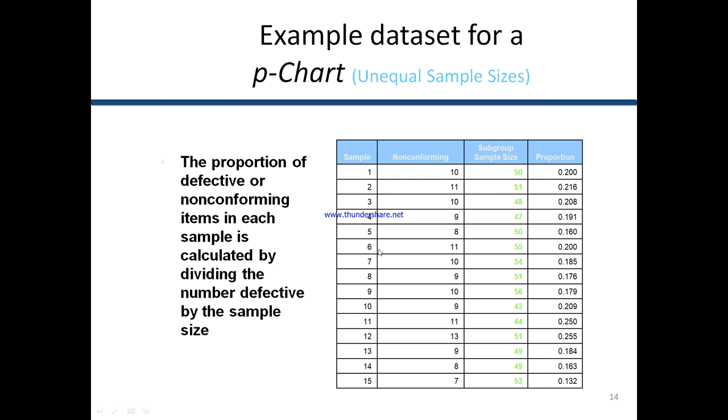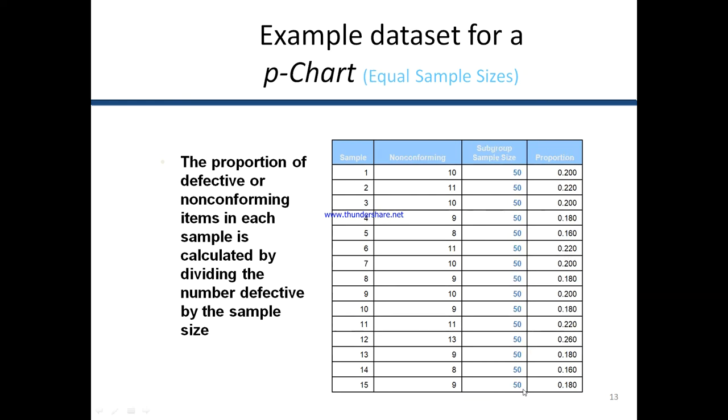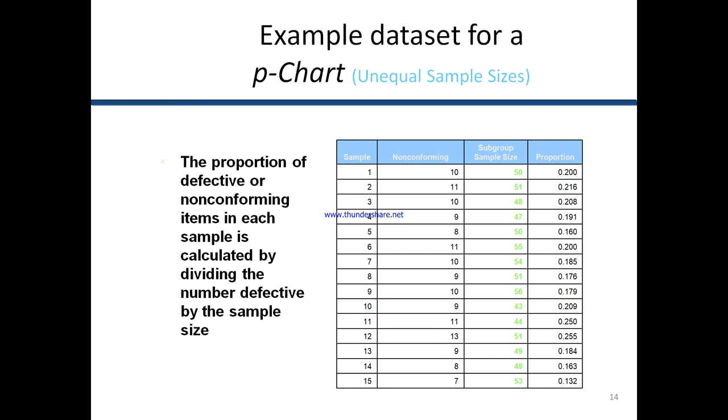And let's look at the sixth sample. You have 11 defectives, sample size is 55, so 11 divided by 55, that is again 0.2. So likewise, you can calculate the proportion of the defectives for each and every sample, even though the sample sizes are different or if it is the same, right? So after calculating the proportion values, then we have to calculate the average of the proportions, right?